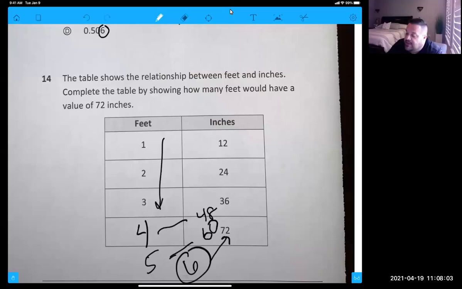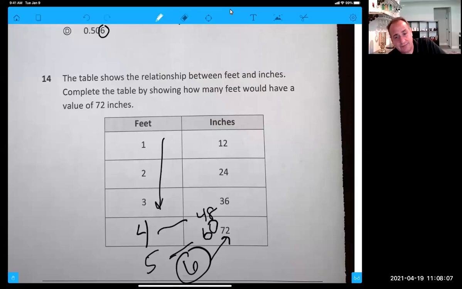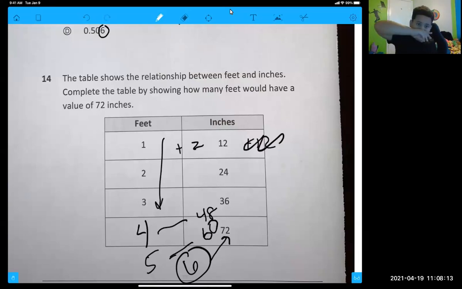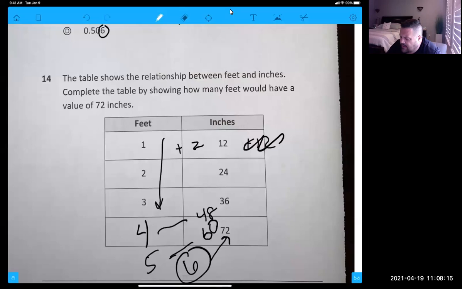Don't let this pattern mess you up because look, we're going up by 12 every time, right? This is plus 12 or times 12. No, wait. Yeah. Times 12, right? Times 12. Times 12. Times 12.